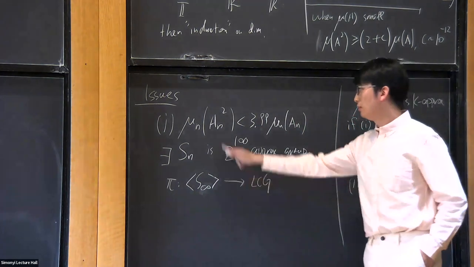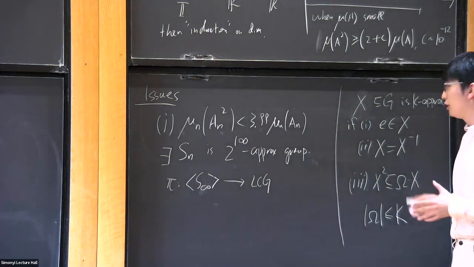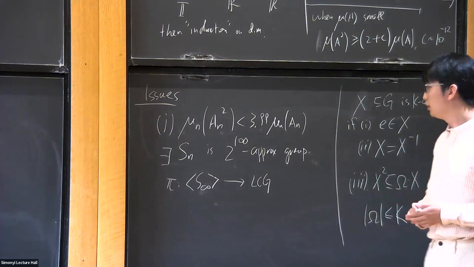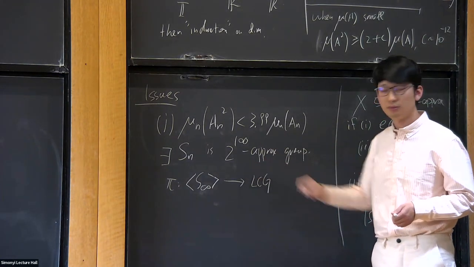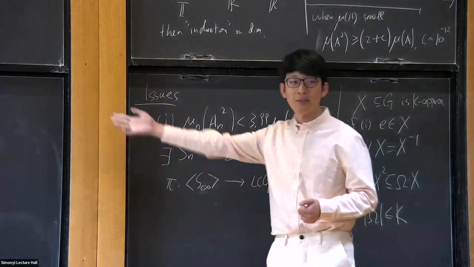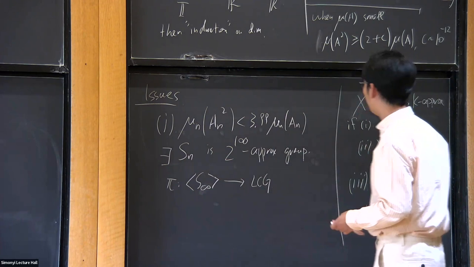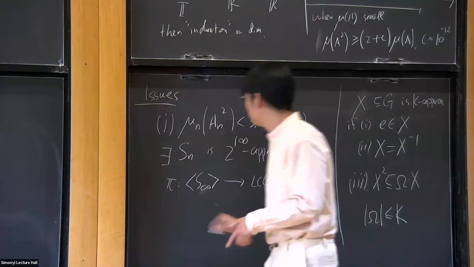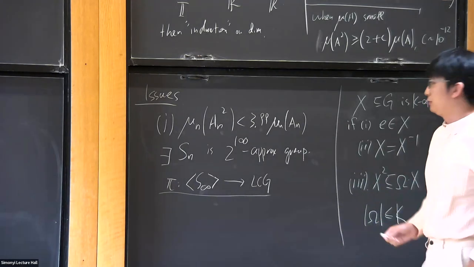So here's the problem. Our A_n may not live in here. After you quotient down to the locally compact group, you lose 3.99, and what you have is 2 to the 100. This will destroy everything because we need to use Gromov-type results to get a classification result. So this is the first difficulty.